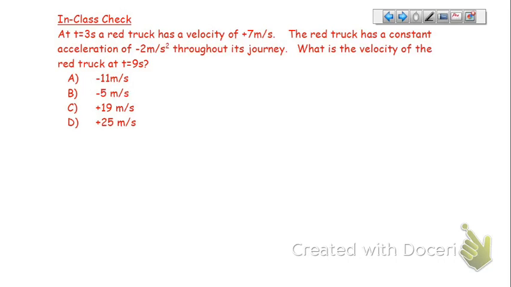Okay, let's do another one. T equals 3 seconds. A red truck has a velocity of +7. So here's my red truck. It's got a velocity VI equals +7 meters per second. And the red truck has a constant acceleration. So down here, I'd put down my constant acceleration equals -2 meters per second squared. So my acceleration is going to go down here. And what is the velocity of the truck at t equals 9 seconds?